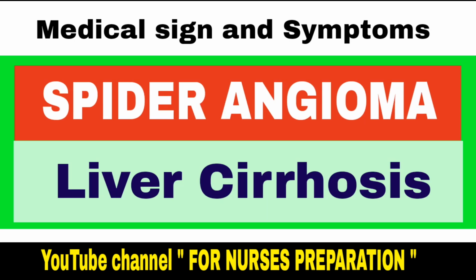Next is spider angioma. Spider angioma is seen in liver cirrhosis. Cirrhosis is a condition in which the liver does not function properly due to long-term damage. This damage is characterized by the replacement of normal liver tissue by scar tissue. Cirrhosis is most commonly caused by alcohol, hepatitis B, hepatitis C, and non-alcoholic fatty liver disease.